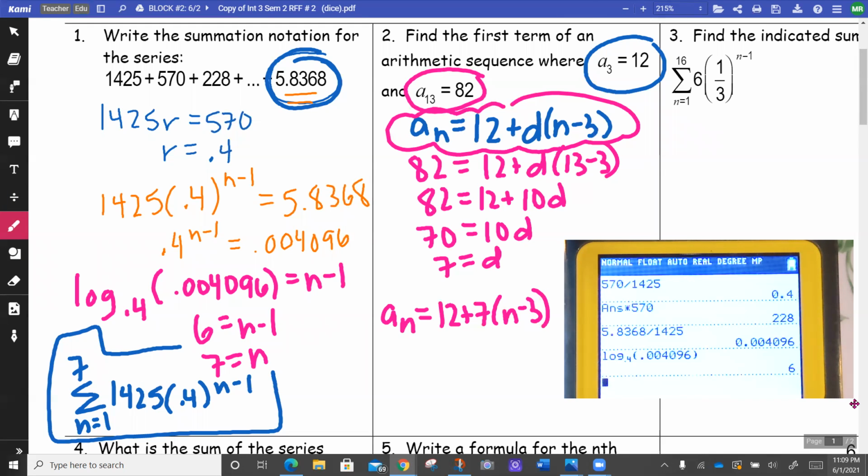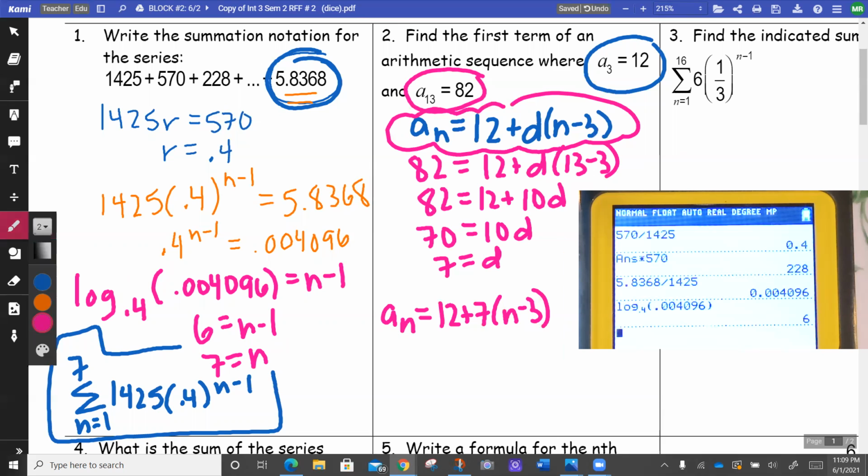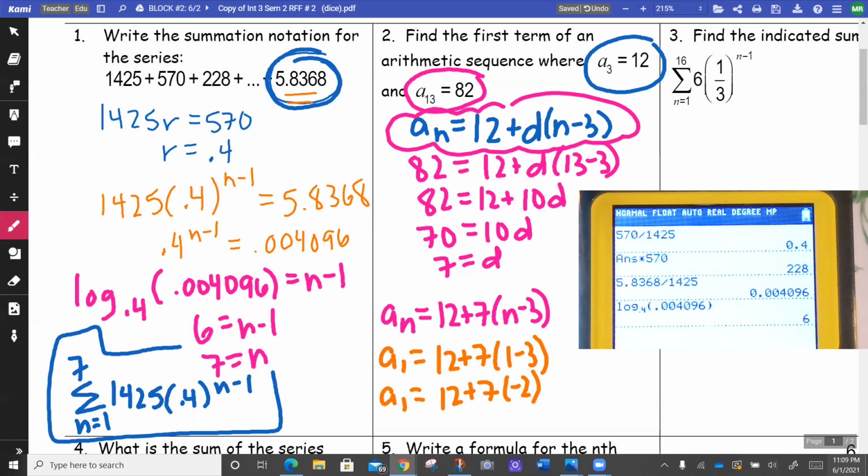Okay, I'm starting with my third term. And then if I want to find my first term, I'm going to put a 1 in there. So a sub 1 is going to equal 12 plus 7 times 1 minus 3. So I get 12 plus 7 times negative 2. So that's going to be a negative 14. So my a sub 1 is equal to negative 2. That's my first term.